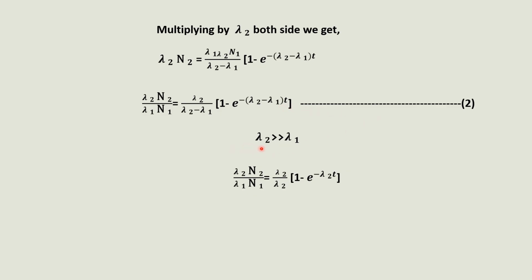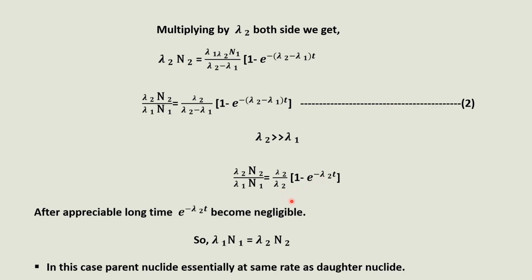Because lambda 2 is much greater than lambda 1, lambda 2 N2 by lambda 1 N1 is equal to lambda 2 by lambda 2 into 1 minus e to the power minus lambda 2 t. Here lambda 2 minus lambda 1 becomes lambda 2 because lambda 2 is much greater than lambda 1. So after a long period of time, e to the power minus lambda 2 t becomes negligible, so that lambda 1 N1 is equal to lambda 2 N2. In this case, the parent nuclide decays essentially at the same rate as the daughter nuclide. So this satisfies secular or permanent equilibrium.